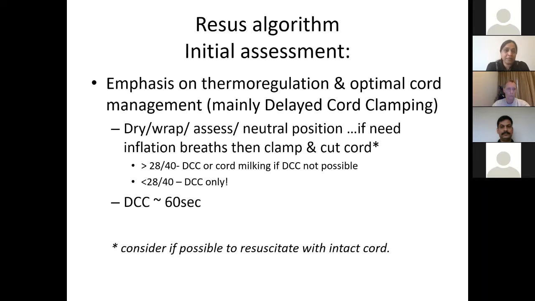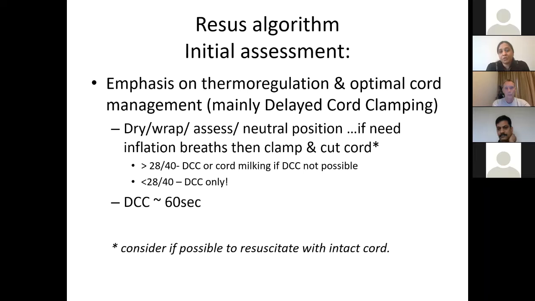The other thing is looking at optimal cord management. So that's looking at delayed cord clamping. The recommendation is for at least 60 seconds, so for a minute. And it means that you can do the initial assessment. So you're drying and wrapping, assessing, putting the head in the neutral position, and all of that can be done while the baby is still attached to the cord. If the baby needs inflation breaths, then that's your time. And if it's not possible to resuscitate with the intact cord, then that's the time to think about clamping and cutting the cord and moving the baby to the resuscitator.